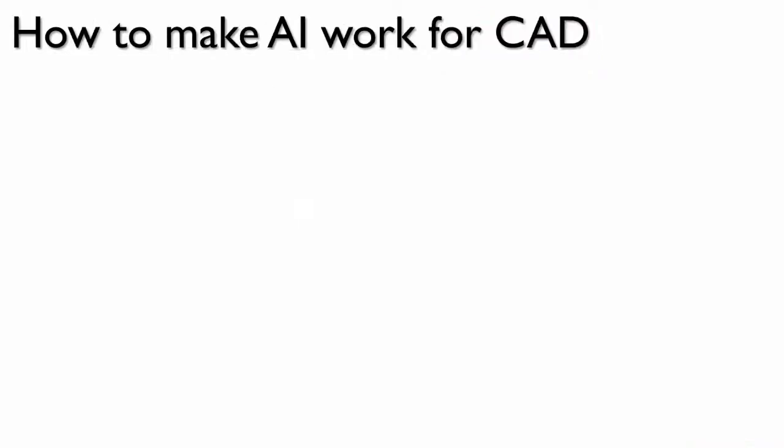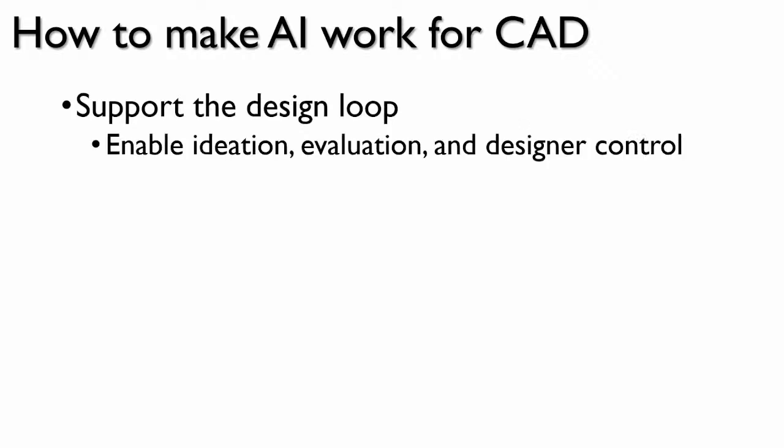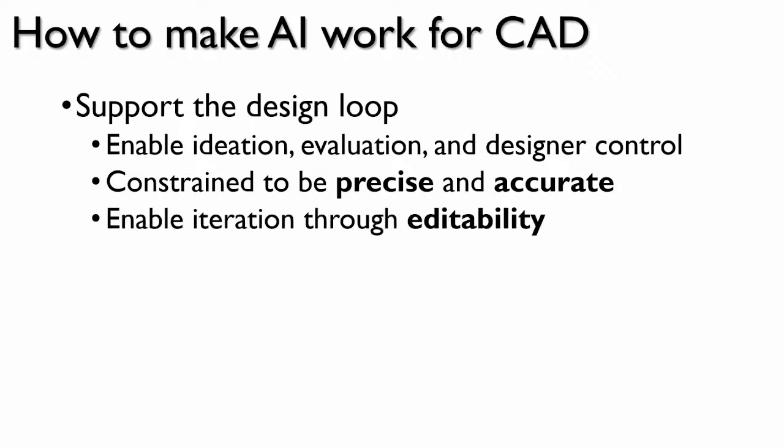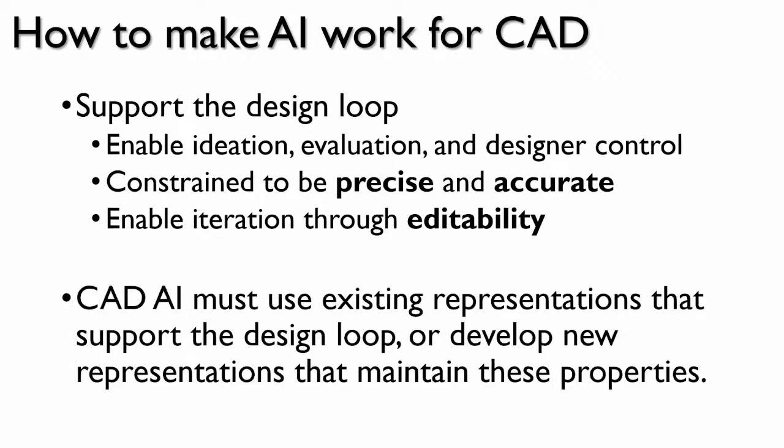All right. So what do we need if we're going to make this work with AI? Well, first, we still need to have all of those constraints held. So we need to support the core design loop. We need to enable ideation, evaluation, design, and control. We need to maintain the precision and accuracy. So how do we do this? Well, also editability. That's pretty useful.